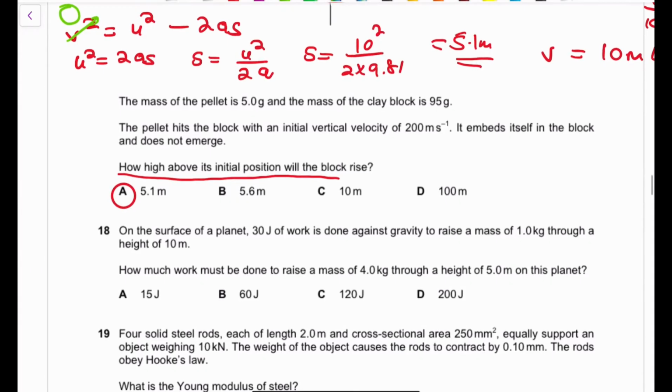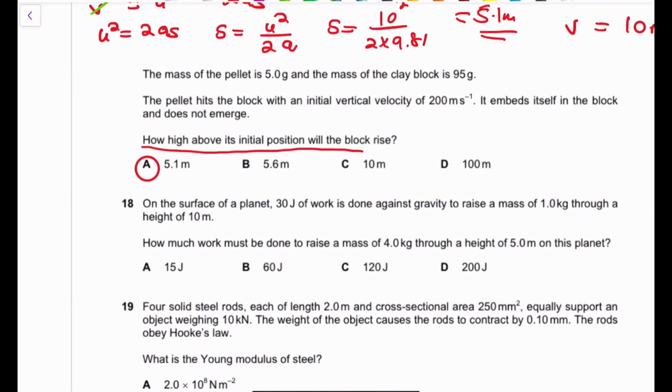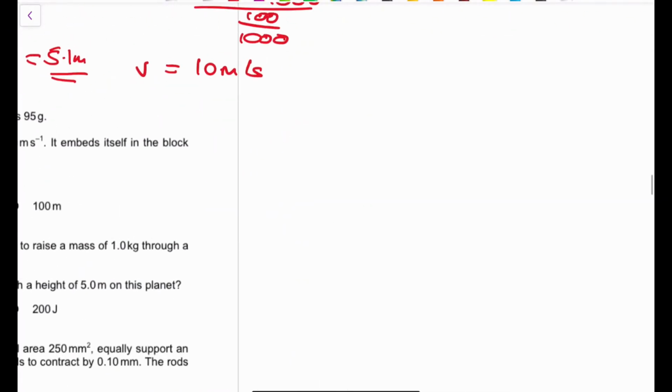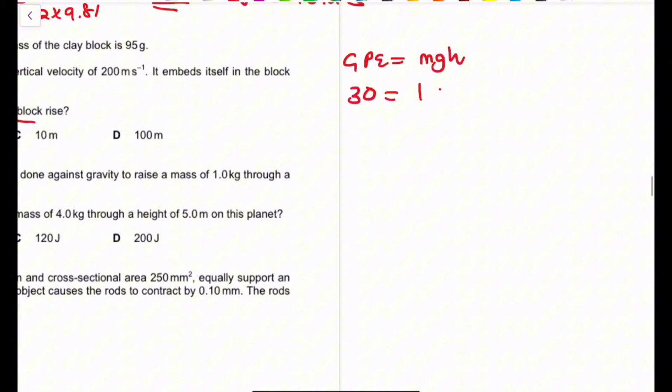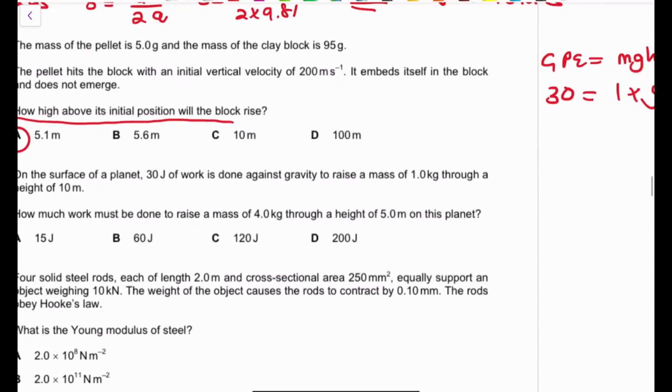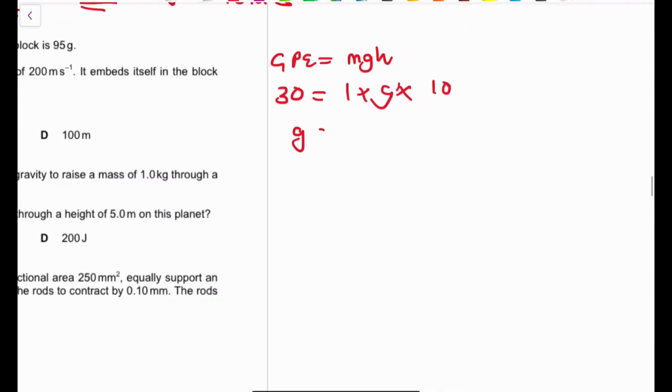We'll be given the surface of a planet, and 30 joules of work is done against gravity to raise a mass of 1 kilogram through a height of 10 meters. Now, we don't know what planet this is. So let's start. We know that GPE is mgh. So GPE is 30, the mass is 1, and we don't know the value of g, but the height is 10. So g is 30 divided by 1 times 10, which is 3 meters per second squared.